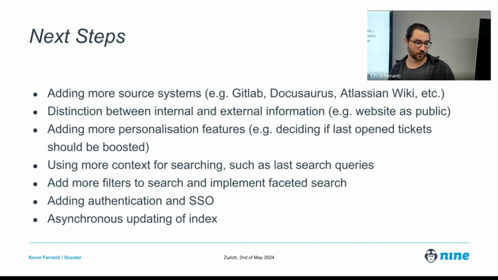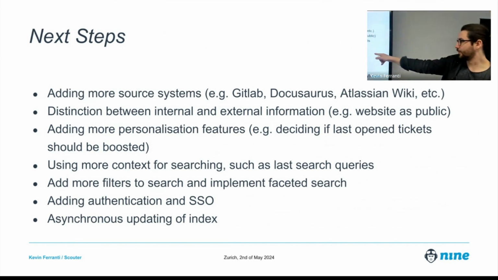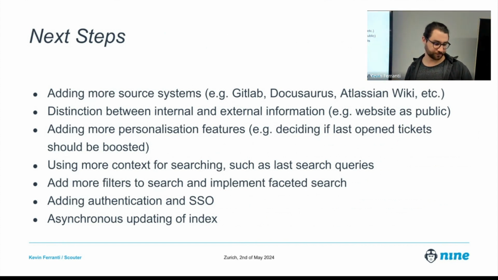And also authentication, proper authentication, and SSO. Adding more filters, I skipped that, unfortunately. Also, faceted search would be cool to dynamically narrow down the search. And updating the index in a job as opposed to doing it directly.